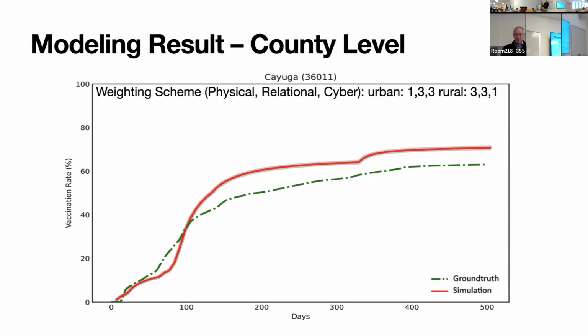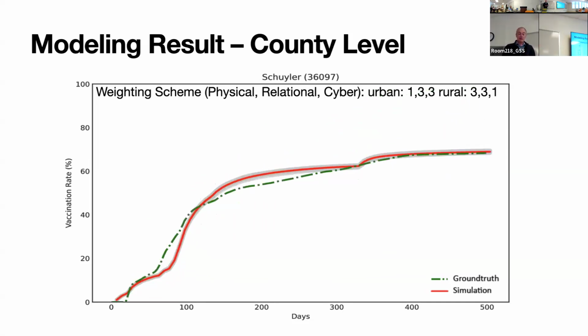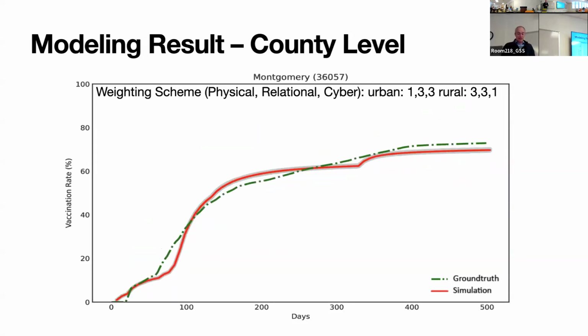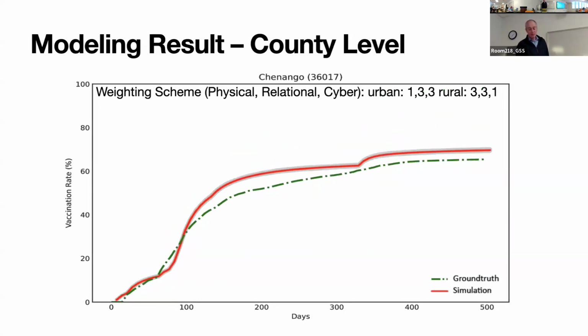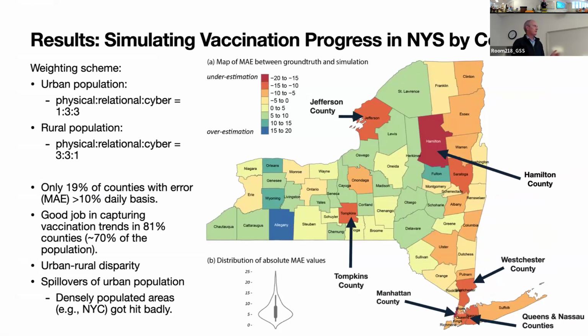You might see a lot of variations here, but out of 62 counties in New York State, only 12 or 9 have really significant vaccination rate differences compared to what our simulation has. If you look at where we overestimate and underestimate, underestimation is red and overestimation is blue. Again, we're just using a very simple opinion dynamics model based on your opinions.